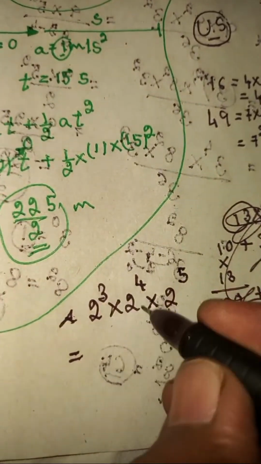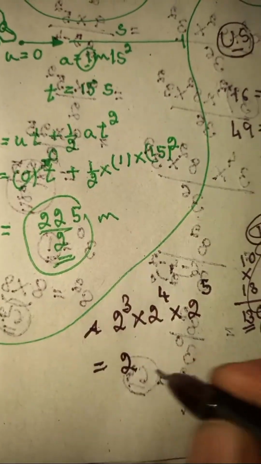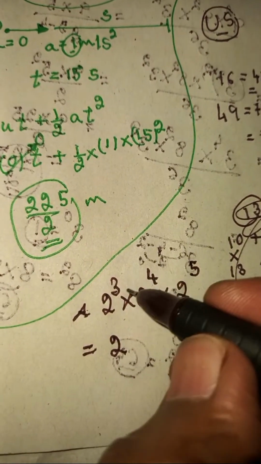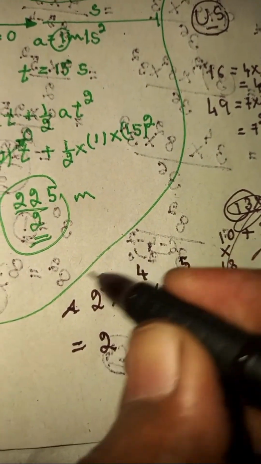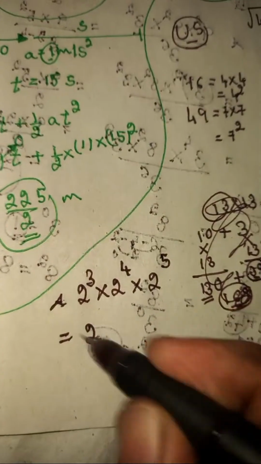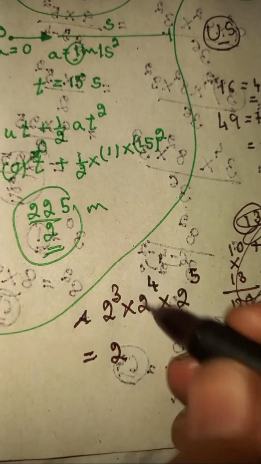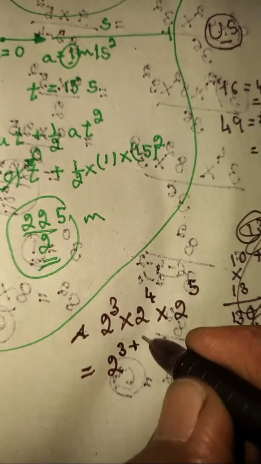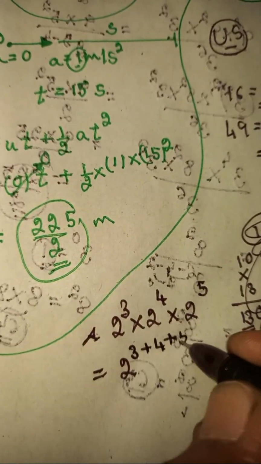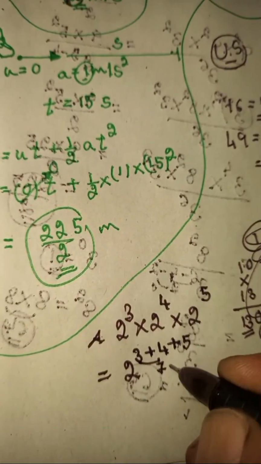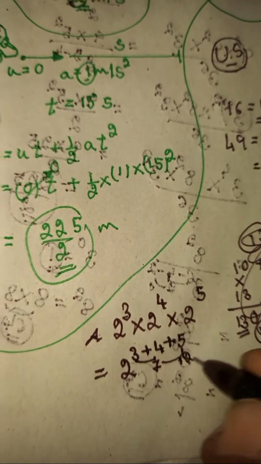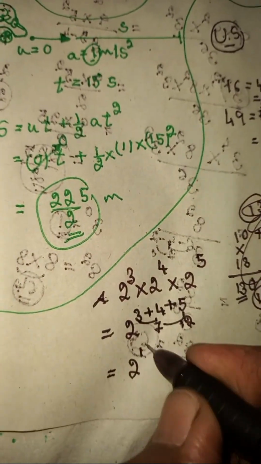Now you can take 2 as the common base here. After taking 2 as the common base, just add up the powers. All are in the numerator or all are in the denominator, so you can just add up the powers. That is going to become 3 plus 4 plus 5. Here 3 plus 4 becomes 7. 7 plus 5 becomes 12. So this one is 2 power 12.